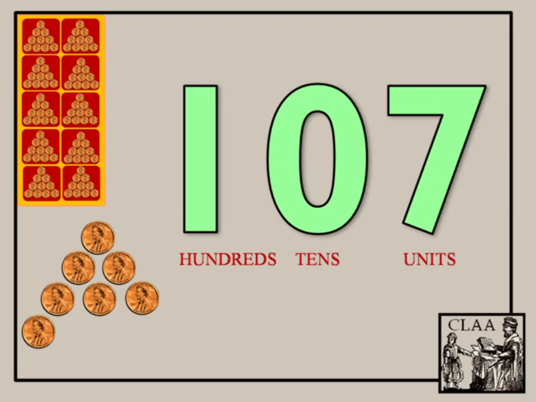Here you can see that there are 107 pennies on your screen. There are 10 sets of 10 pennies, which makes 100, and 7 pennies more. 107.